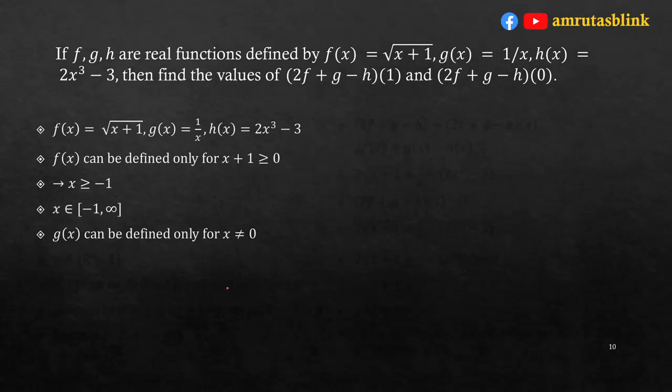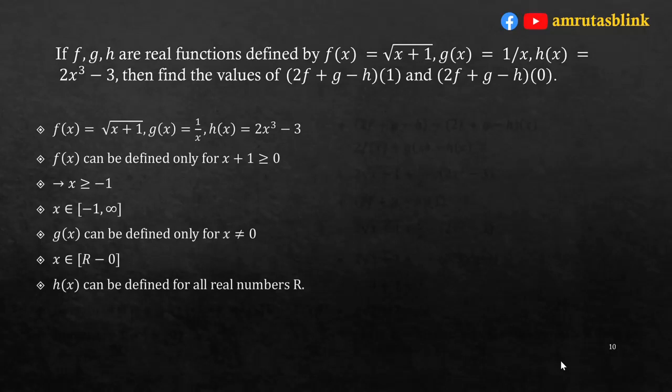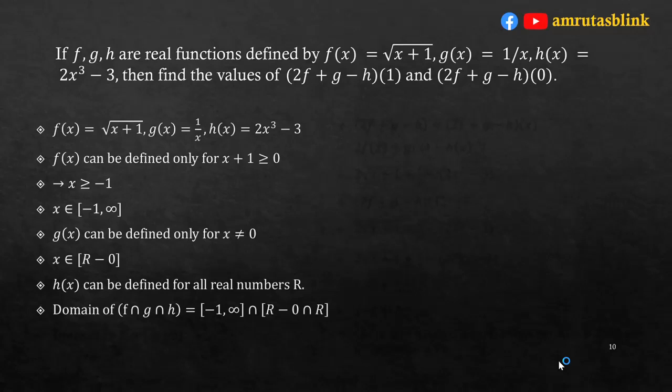Similarly, g of x is equal to 1 by x. Hence, value of x can be all the real numbers, x belongs to R minus 0. h of x is equal to 2x cube minus 3. This h of x can be defined for all the real numbers. Domain of f intersection g intersection h is equal to [-1, infinity) intersection R minus 0 intersection R. That is, domain will be equal to [-1, infinity) minus 0, that is except 0.